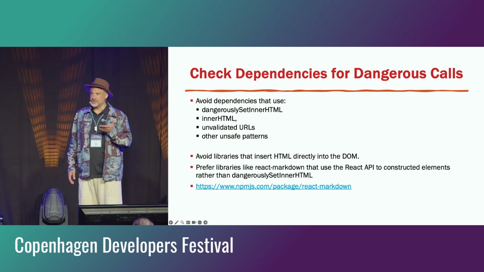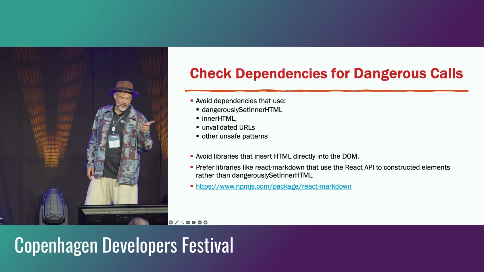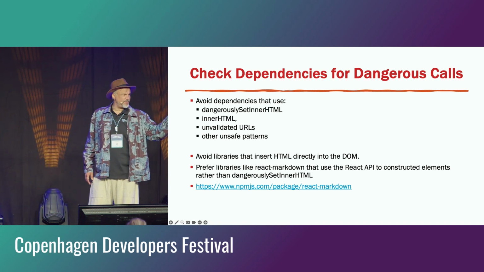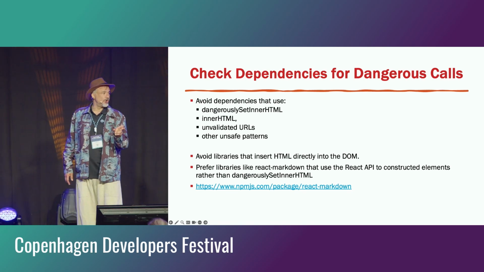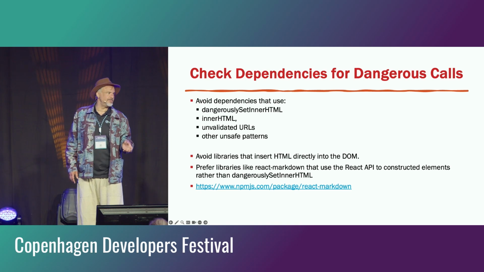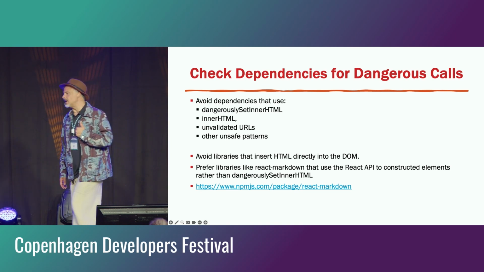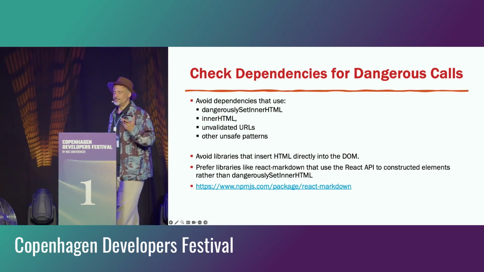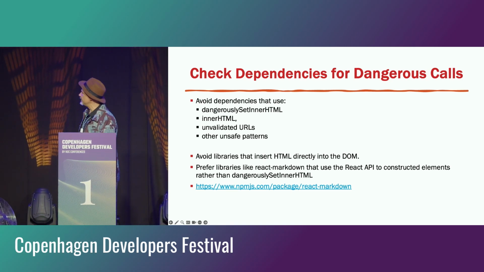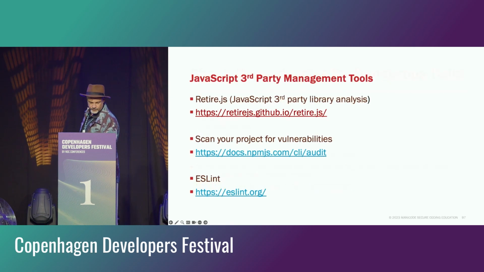So Markdown still has problems, but I go from a WYSIWYG editor, HTML, to Markdown, Markdown to React API function calls, and the performance is actually better and there's less chance of security problems. So that's my preferred pattern. I don't use it myself, but I at least look at libraries that do this, and they're out there. And so there's some tools you can use.